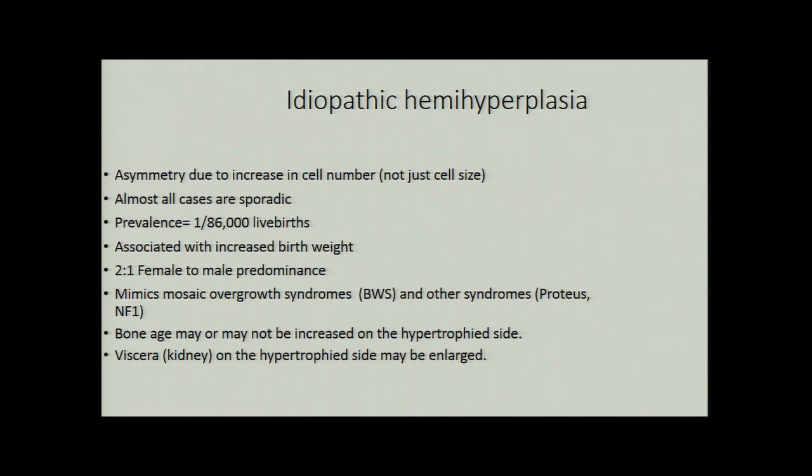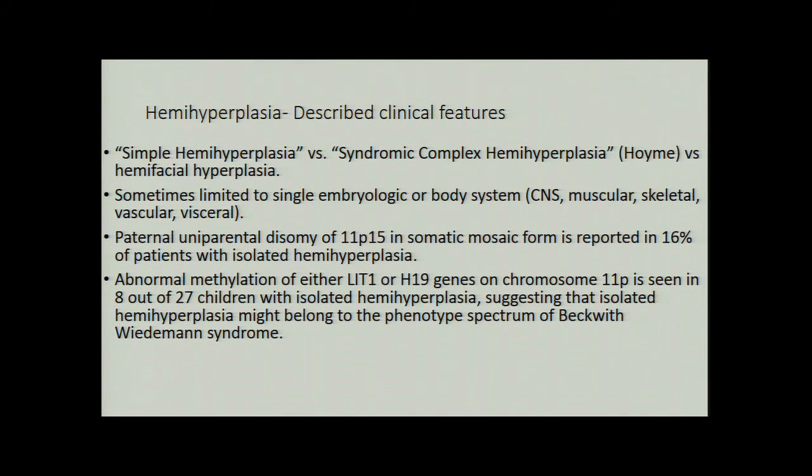And some of their internal organs, like in Beckwith-Wiedemann, can be hypertrophied. So they can be enlarged or asymmetric, where one kidney might be larger than the other, or the same for the adrenal glands. So when we look at children with hemihyperplasia, because of this phenotypic overlap with Beckwith-Wiedemann, we want to determine if they have simple or isolated hemihyperplasia, or is it associated with a complex syndrome? Are there other phenotypic findings that make it syndromic?